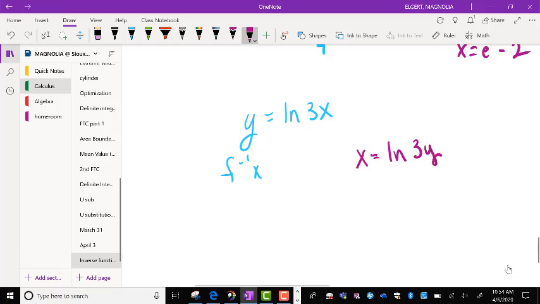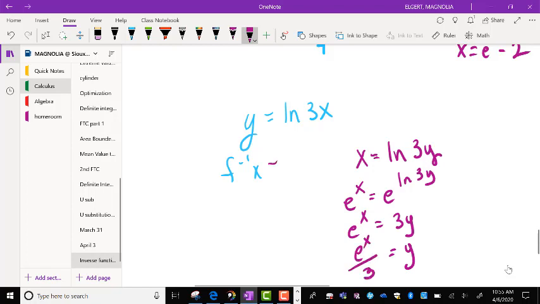And then we could solve for y. To do that, the inverse operation of natural log is e. So I'd have e to the x equals e to the natural log of 3y. Again, these cancel, become 1. They're inverses. So 3y equals e to the x, so y equals e to the x divided by 3. So the inverse would be e to the x over 3.